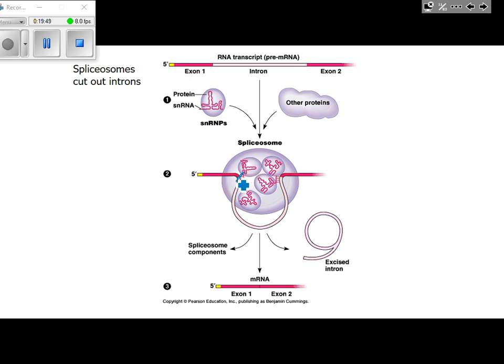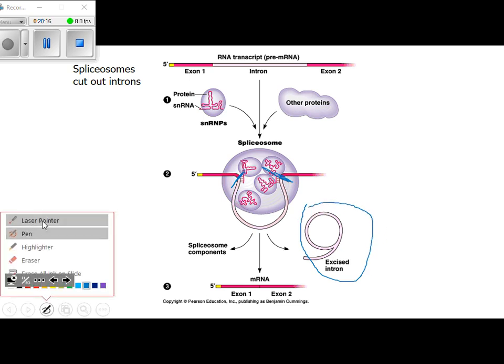So we're going to make a cut right here. And then another SNRP attaches to the other end of the intron so we can make a cut right here. And those two cuts allow the intron to sort of be bent out and removed, and excised means it's literally discarded. It's cut out and thrown away, and eventually it's degraded.